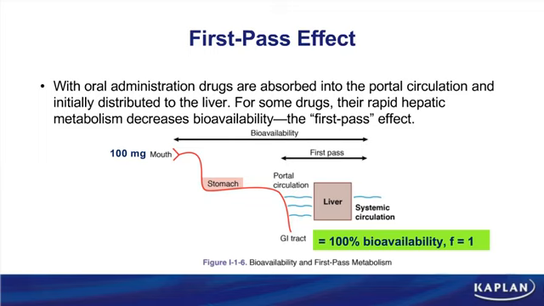So clearly the first pass effect through the liver influences orally administered drugs. It's why some drugs can't be taken orally. The example in your book is lidocaine. If I take lidocaine orally, its first pass effect through the liver is going to be so significant, the amount of lidocaine that makes it into the systemic circulation is very, very low. Low enough, in fact, that it's not a useful drug to take orally. So we're going to give this drug IV.